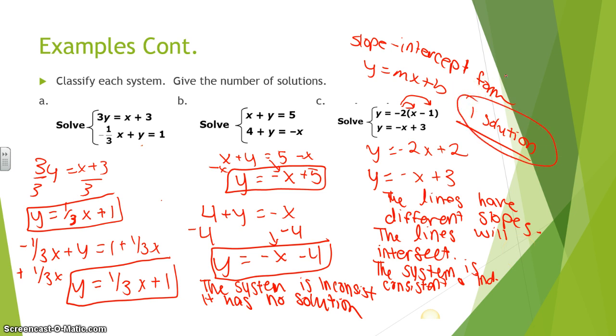So for all of these equations, we're putting them in the slope-intercept form, and then from there we're classifying the system and telling how many solutions they have. And what's going to help you classify this as well is looking at that chart that I showed you on the third slide.